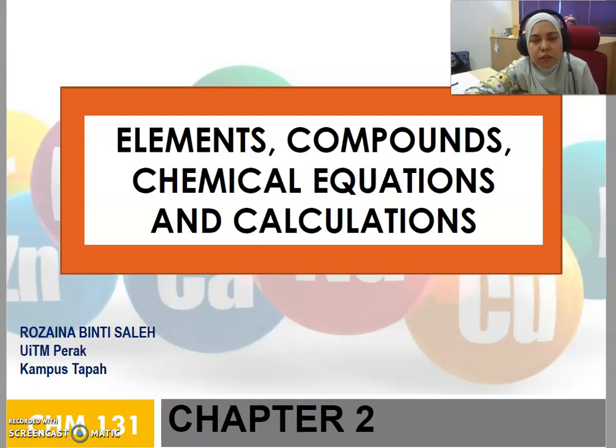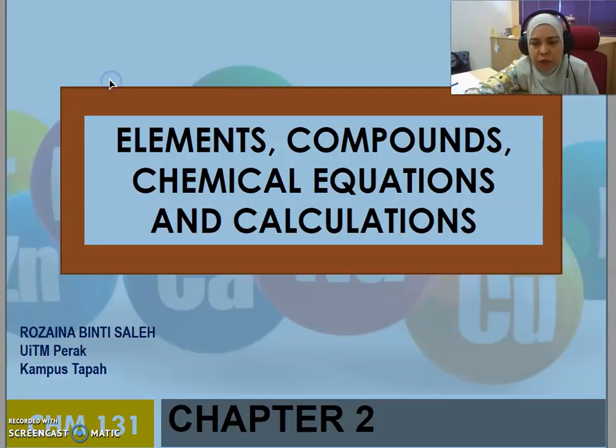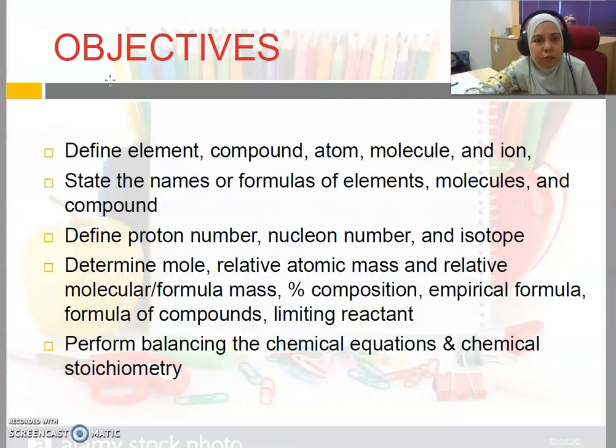Okay, kita akan start belajar chapter 2 of general chemistry: elements, compound, chemical equation and calculation. Alright, for this topic, kita akan tengok objective of this chapter. So the first one, the students are able to define the definition of element, compound, atom, molecule and ion. And then you are able to state the name and the formula of the element, molecule, and the compound. And then the third one is define the proton number, nucleon number, and isotope.